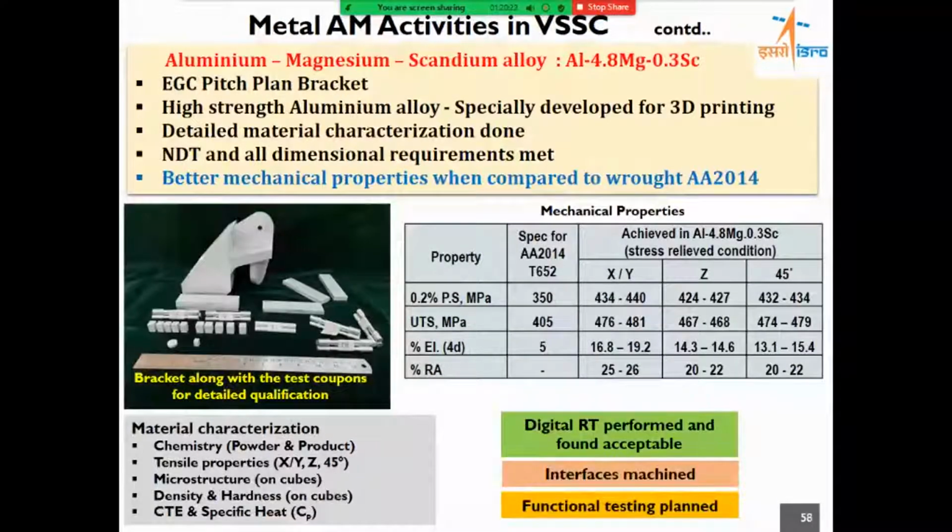This is another example wherein we have made a bracket through an advanced aluminium magnesium scandium alloy, called SCALM alloy. The targeted properties were something like 350 MPa yield and 405 MPa UTS, and you can see the properties are much higher than the minimum specified properties. We have almost completed the characterization, and we are going to carry out a functional test shortly. After that, we are sure this component can also be inducted into our flights.